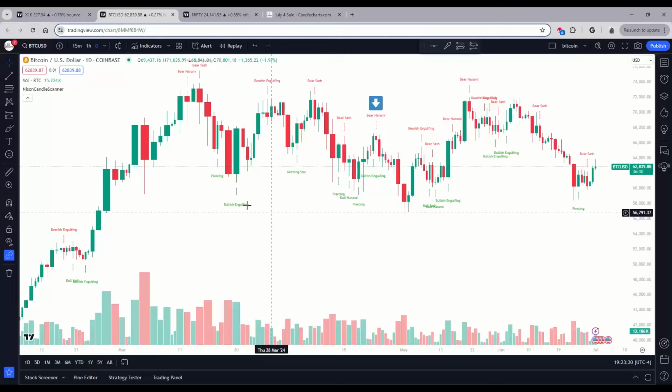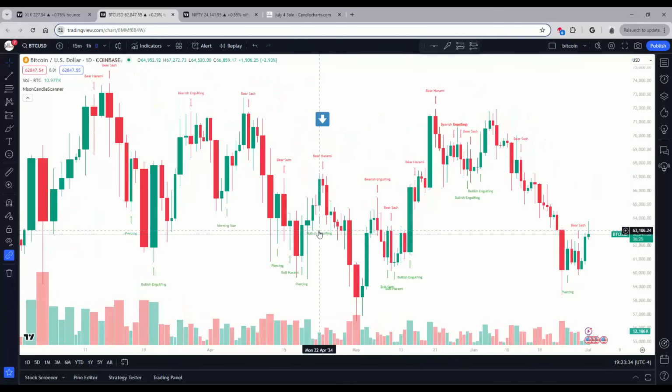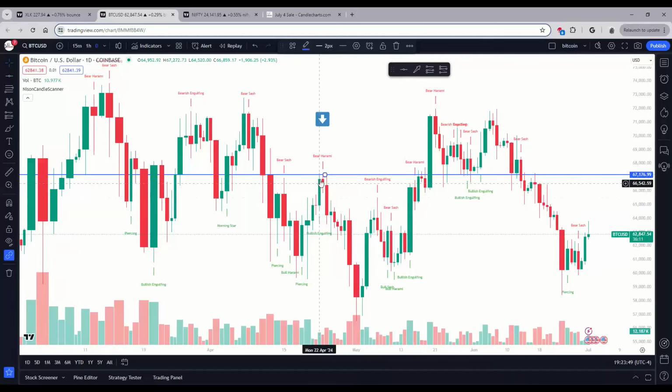So here on Bitcoin, we're looking at a daily chart. And yes, you would want to look at other time frames, but we're going to use this just to speed up and look at only the daily chart right now. There were a couple of indications on intraday, but here on the daily, we drew a line right here on April 22nd. There's a bear Harami signal.